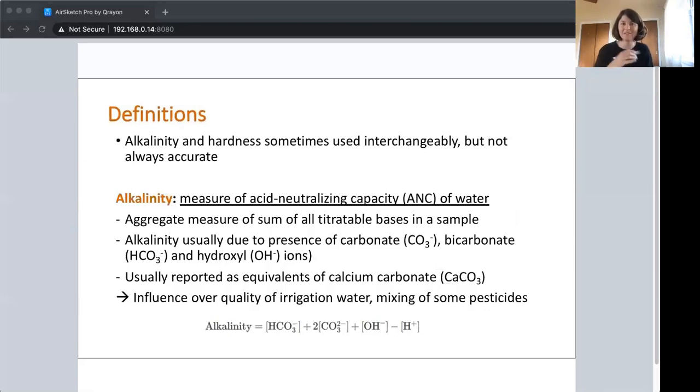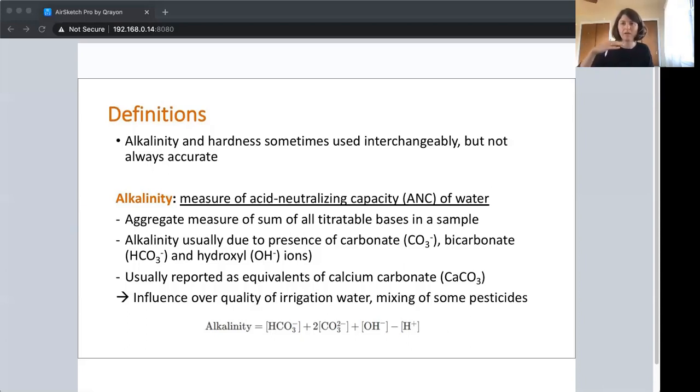Alkalinity and hardness are sometimes used interchangeably, but it's not always accurate, which is what I want to go through here with you all. So alkalinity, by definition, is the measure of your irrigation water's ability to neutralize acid. So you add acid, something that adds H+ ions, hydrogen ions, to soil, and if it's able to consume and remove that hydrogen ion that would otherwise create acidic conditions in your water, that is, it's neutralizing the acid, and it's part of this alkalinity concept.